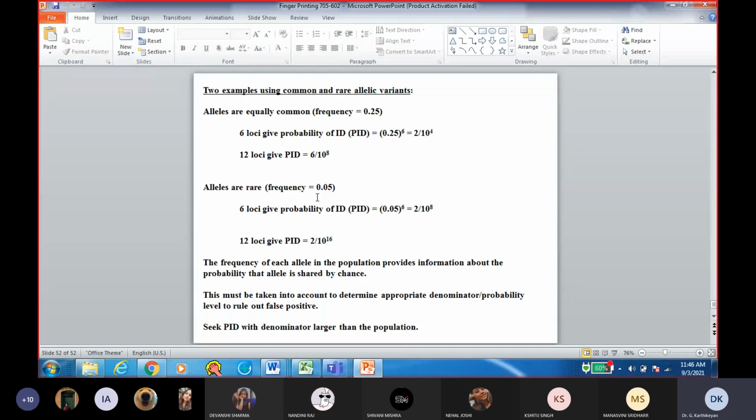So this just shows you a calculation. If it's a common one, then you have frequencies of the order of 10 to the power 8. And if it is 12 loci, then it gives a probability of identity of 10 to the power 16. But if you mix and match, you're going to have even higher discriminatory power. So that is how a combination of biology, mathematics, and statistics is used to identify and solve these kinds of issues in forensics.